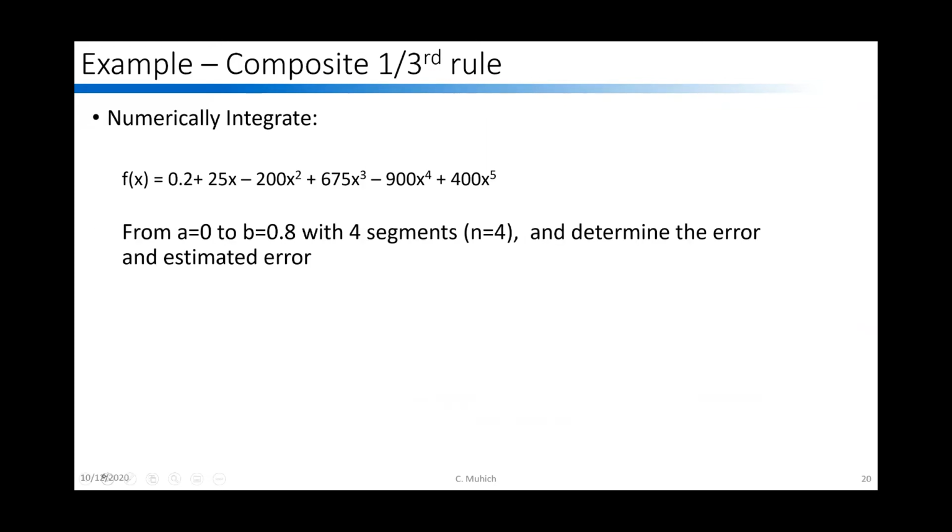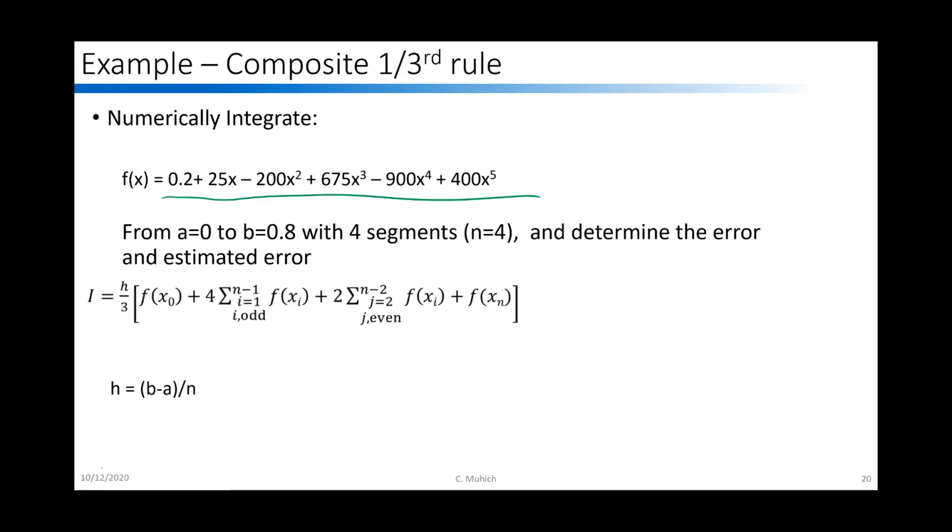Once again, we're going to look at our 5th order integral, and now we're going to do this with the composite 1/3 rule. So first things first, we need to pull this equation forward. This is going to tell us that I need my f of x0, my f of xn, I need an h, and then I need these internal points.